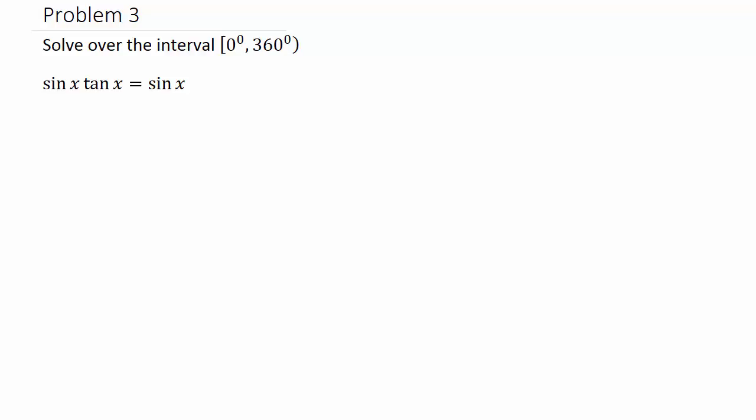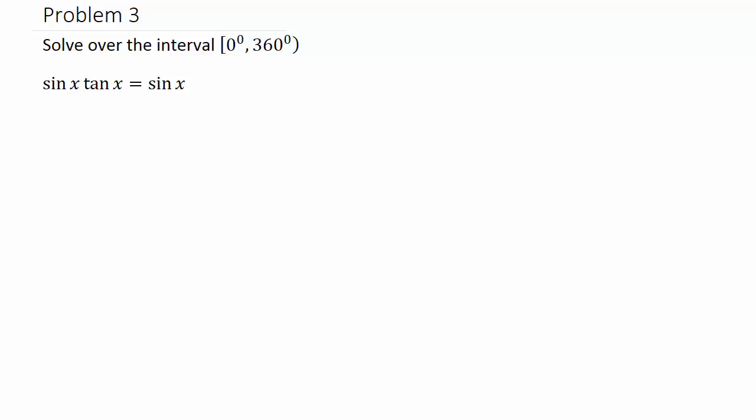Alright, our third example, solving trig equations. So here we want to solve this trig equation over the interval 0 to 360, so find all the solutions between 0 and 360.